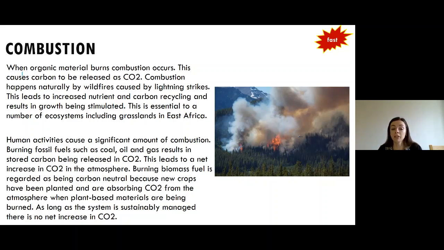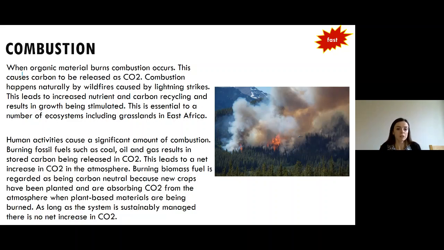Burning biomass fuel is regarded as being carbon neutral because new crops have been planted and absorb carbon dioxide from the atmosphere when plant-based materials are burnt. As long as the system is sustainably managed, there is no net increase in carbon dioxide.